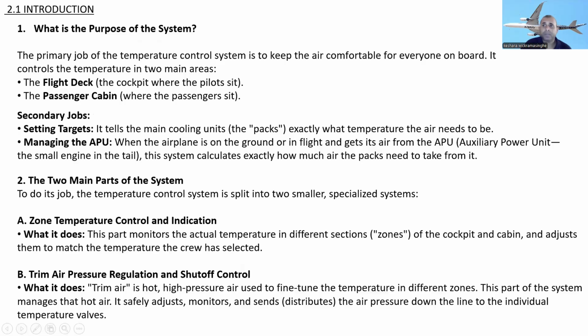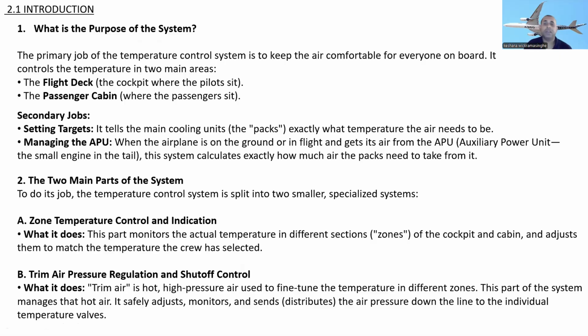All right, so what is the secondary job? The secondary job is setting targets. It tells the main cooling units, the packs, exactly what temperature the air needs to be, and it manages the APU. When the airplane is on the ground or in flight and gets its air from the APU, the auxiliary power unit, the small engine in the tail, this system calculates exactly how much air the packs need to take from it.